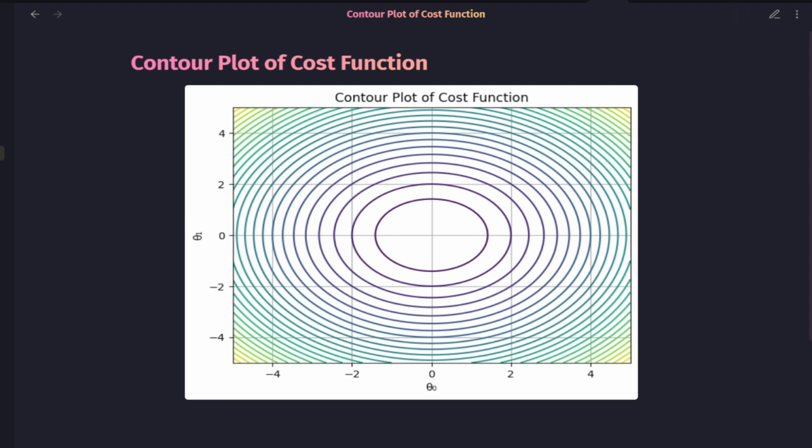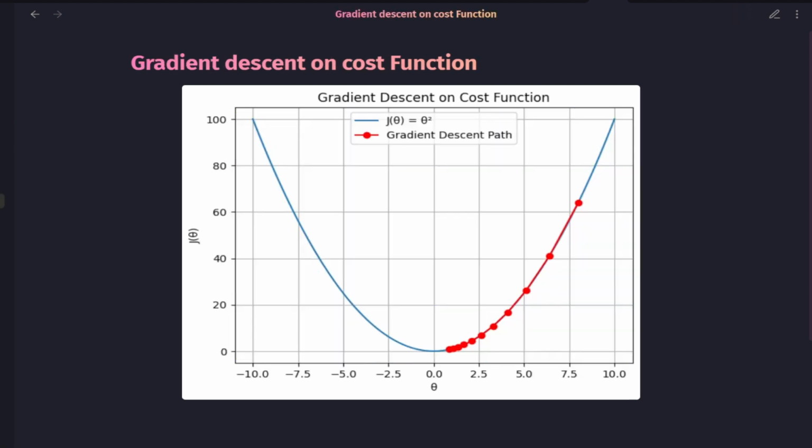Okay? Let's move to our next topic, gradient descent on cost function. So here, this graph shows how gradient descent learns step by step. We start from the top of the curve with high error. At each red dot, the algorithm updates the parameter theta and moves downward toward lower cost. It keeps sliding down the curve until it reaches the bottom, where the error is smallest and predictions are most accurate. So after this, now we will understand learning rate comparisons.